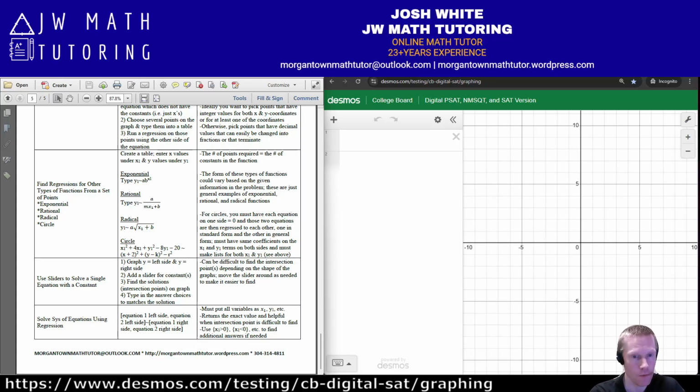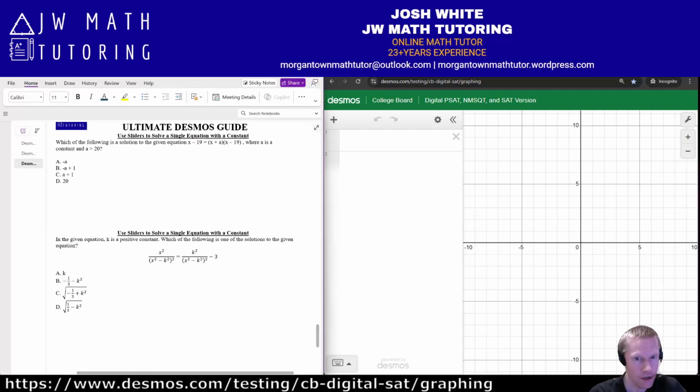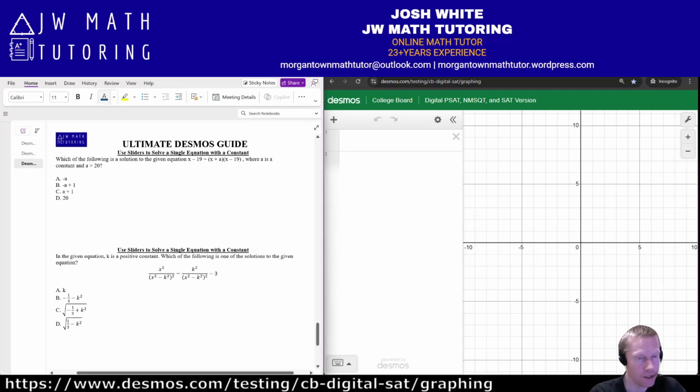The one thing to be aware of is that sometimes, depending on the shape of the graph, it can be difficult to find the intersection points. So feel free to move the slider around as needed. Make the constant value larger or smaller to make the intersection points easier to see. All right, so scrolling down here, we have two different types of problems that I'm going to go over.